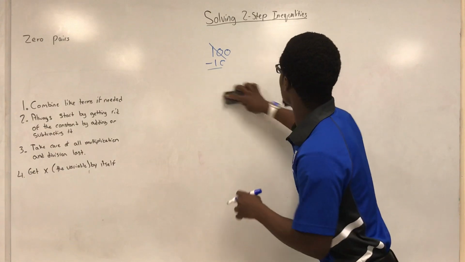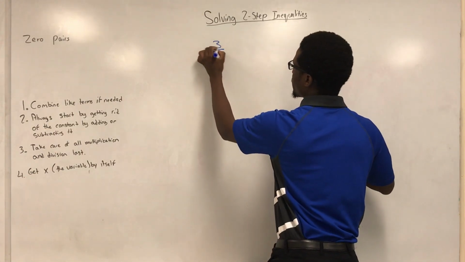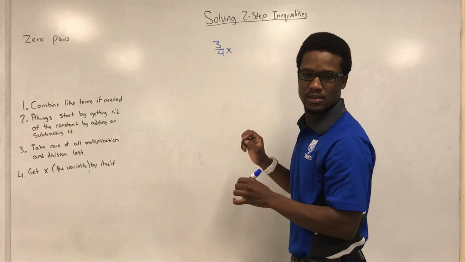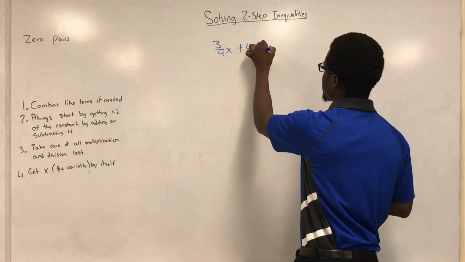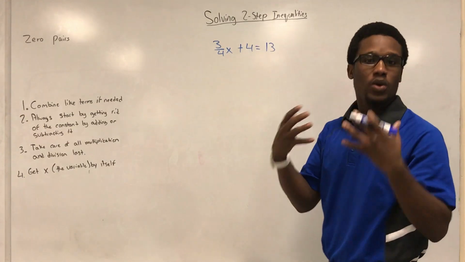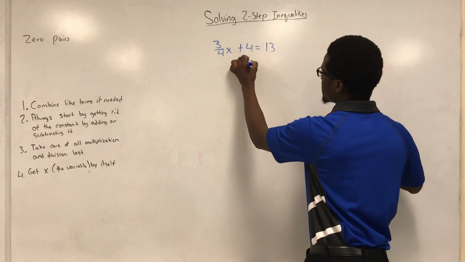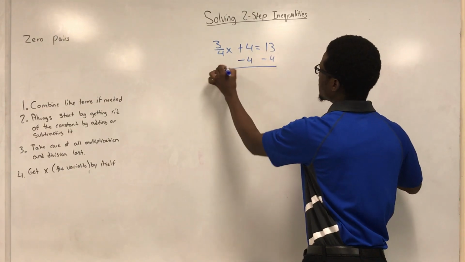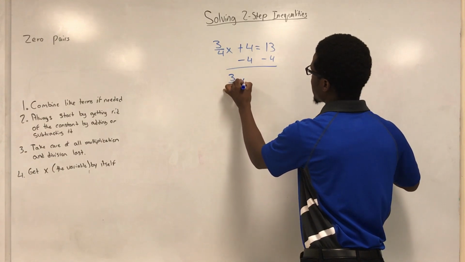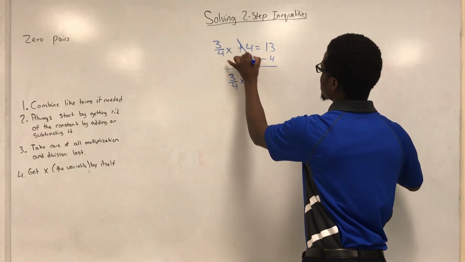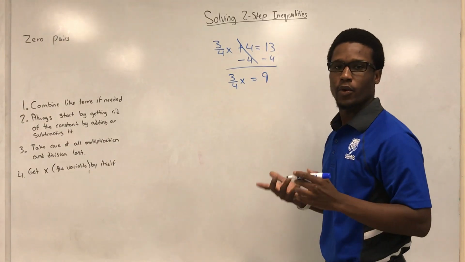Let's just try a couple more so that you'll see as many examples as possible. 3/4 of x plus 4 is going to be equal to 13. Once again, get rid of your constant first. So we have minus 4, all right? So this is going to be 3/4 x is equal to 13 minus 4, which is 9, okay?